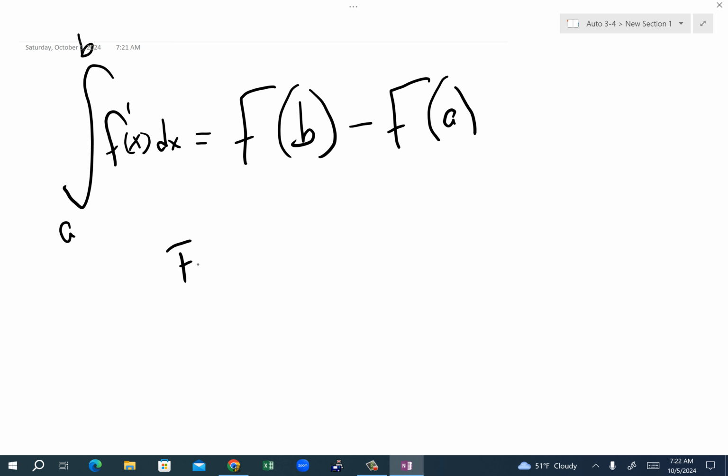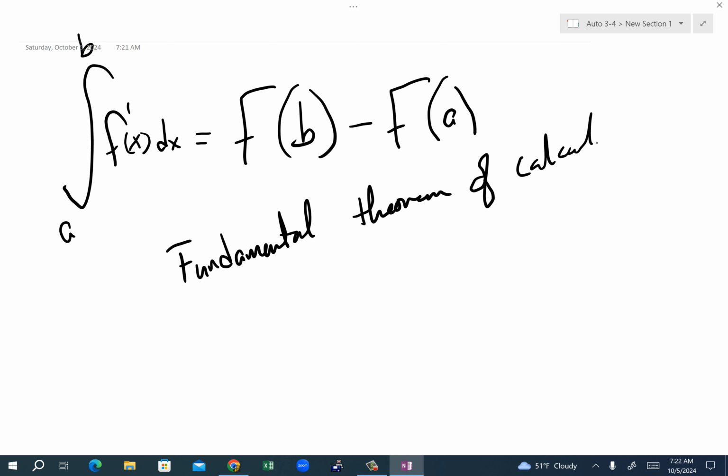The fundamental theorem of calculus. What this, that's a U, by the way.